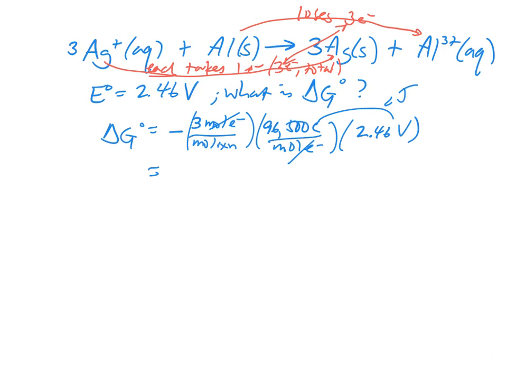So if I try to do the math here, somewhat estimating this, I would say probably in the neighborhood of negative 720,000 joules per mole of reaction. If you're doing this at home with a calculator, you'll probably get a better answer than I will, but hopefully I'm somewhere within range. So around 720 kilojoules per mole of reaction.